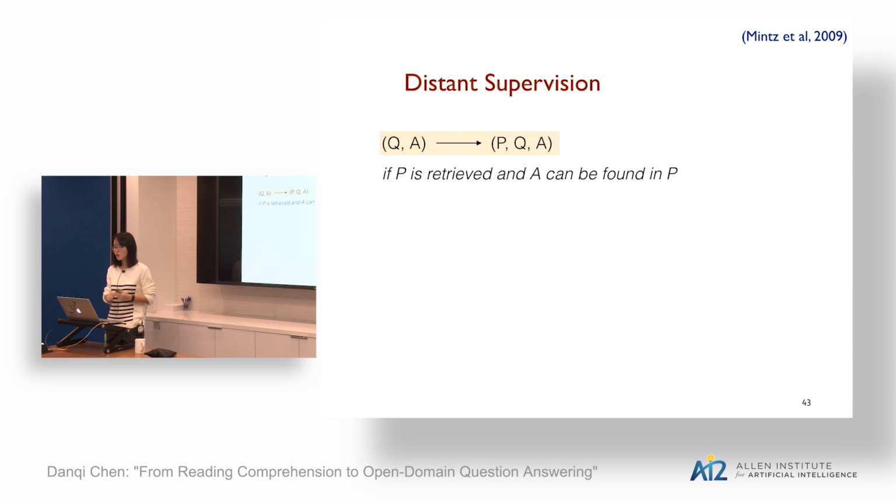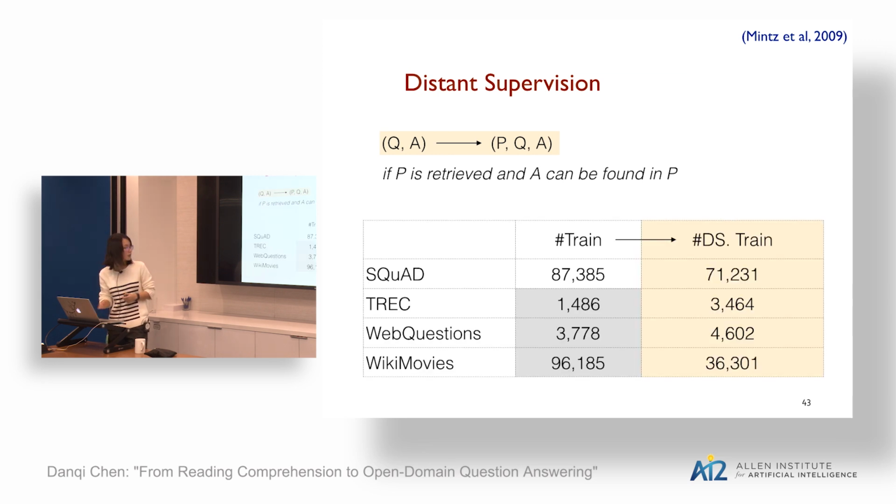The idea is that for those question answering datasets, we have the question answer pairs. But now we have a pretty good document retrieval module. So if we can retrieve a paragraph using the document retrieval module, and the answer can be found in the paragraph, we can create a training example in the form of paragraph, question, answer for the reading comprehension systems. We played with these techniques, and we found that we can actually generate more training examples for training the reading comprehension systems. I make these numbers gray here because these are only the question answer pairs, and we are trying to generate more training examples in the form of triples.